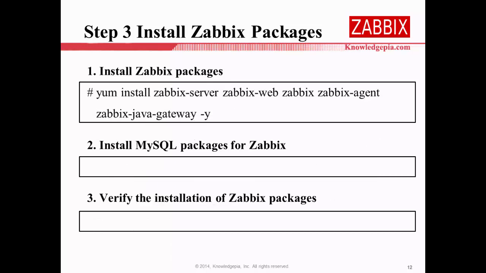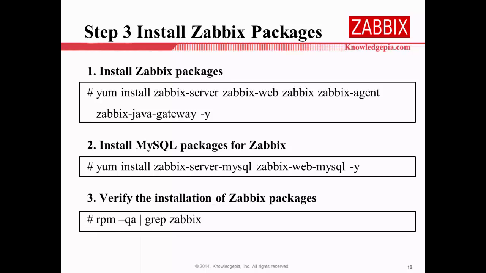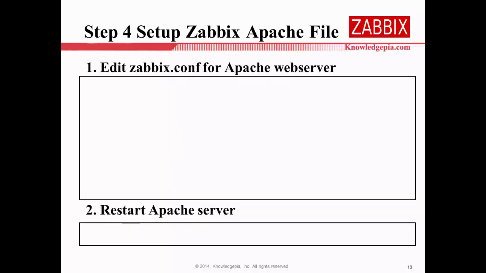So using this command, you need to install these packages: zabbix-server, zabbix-web, zabbix-agent, zabbix-java-gateway. And after that, number 2, install the MySQL package for Zabbix. Also, you have to install Zabbix related to the database using this command: zabbix-server-mysql, zabbix-web-mysql. And then if we are successful to install these packages, then you need to verify your installation using this command.